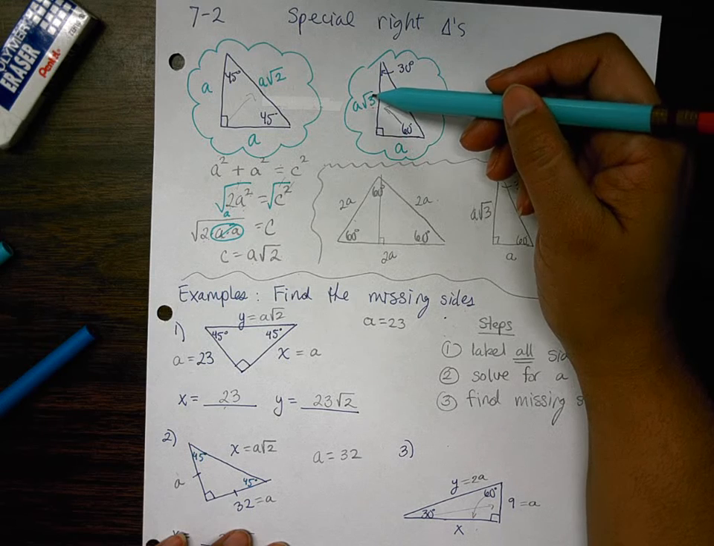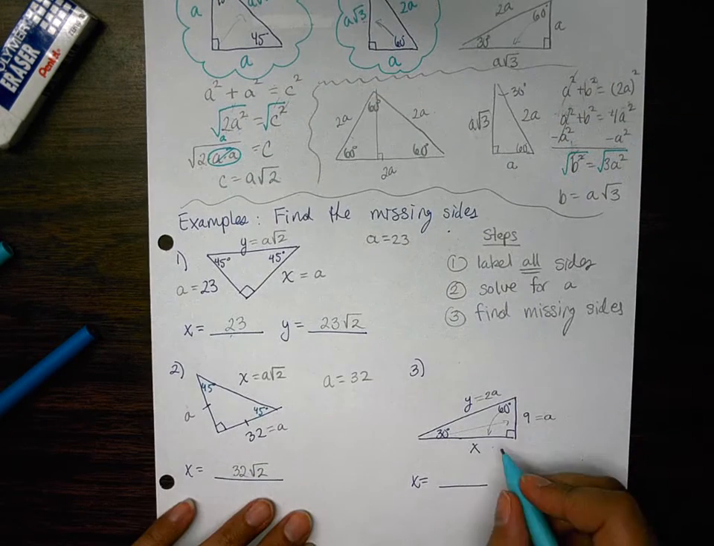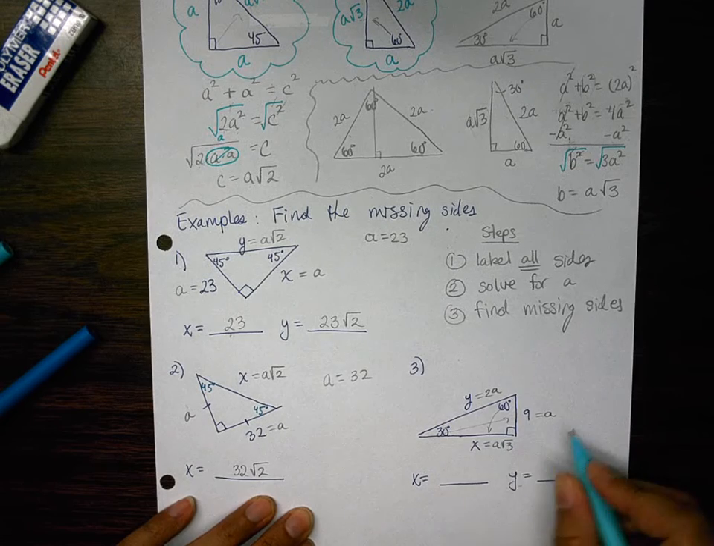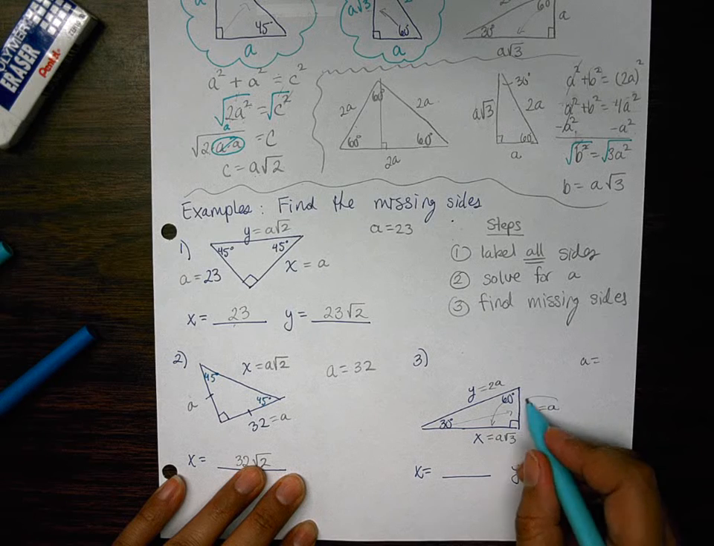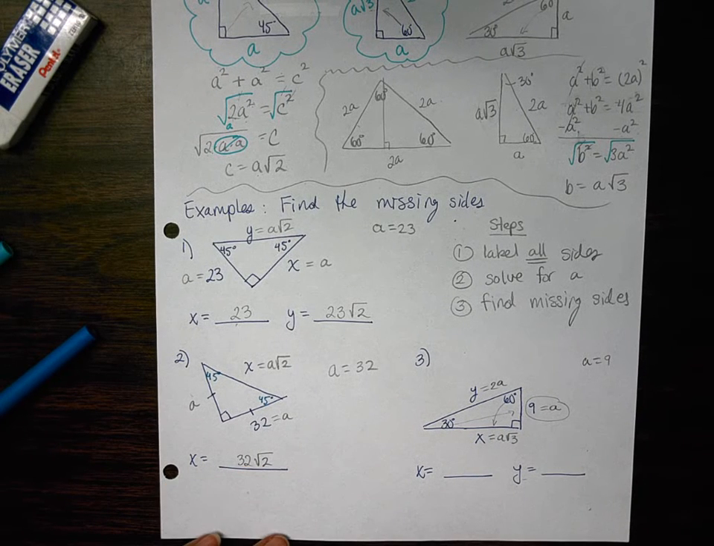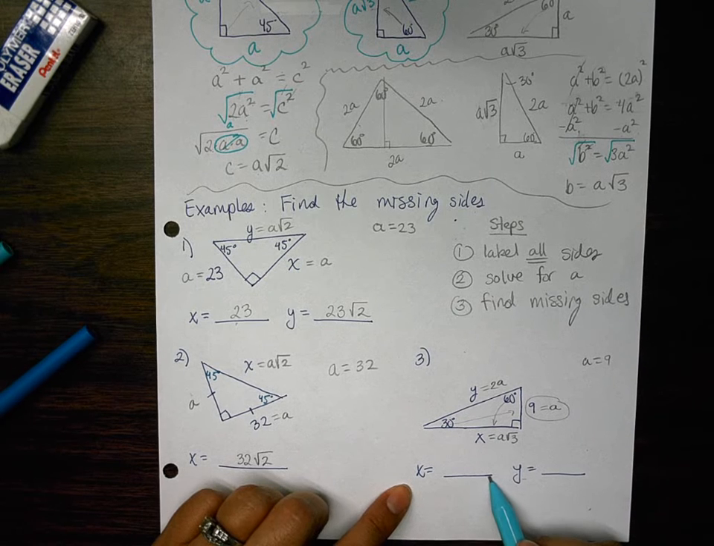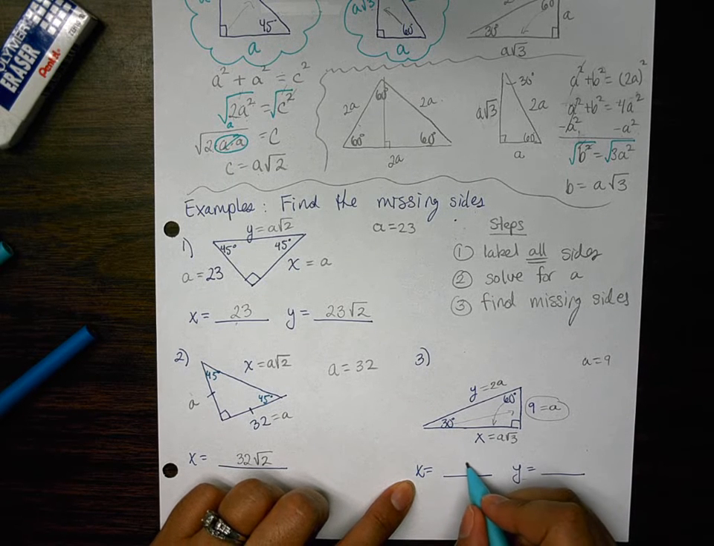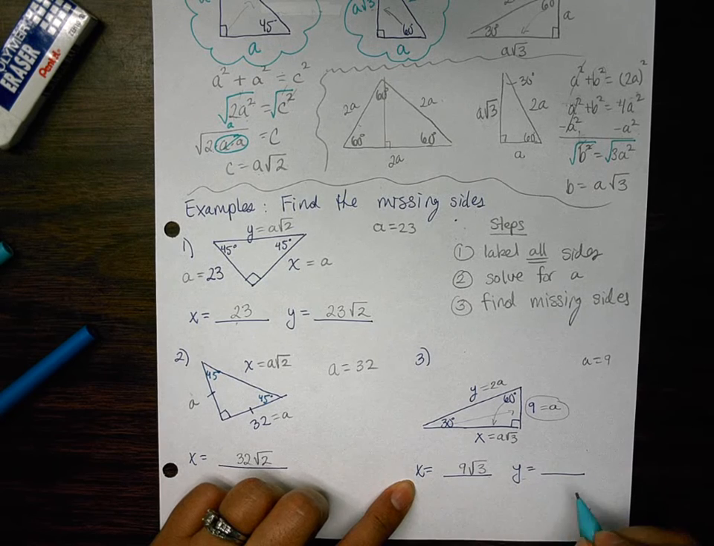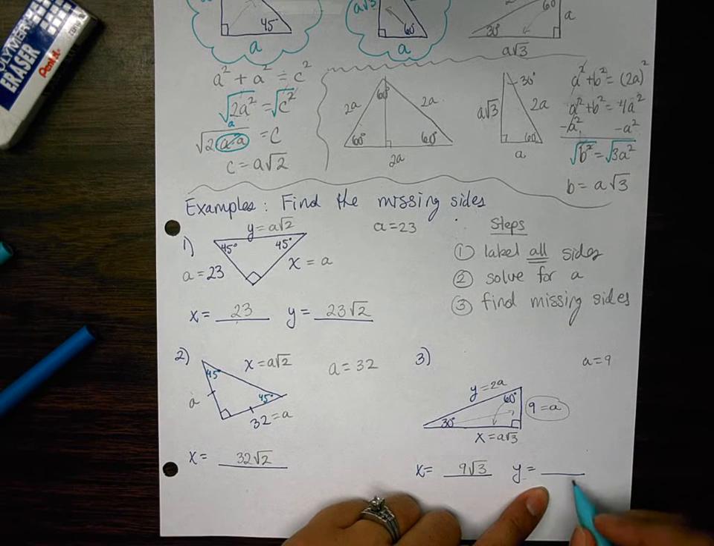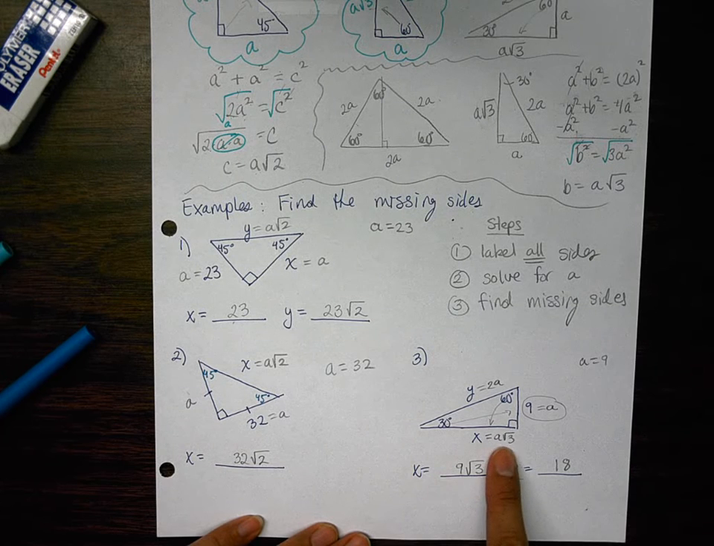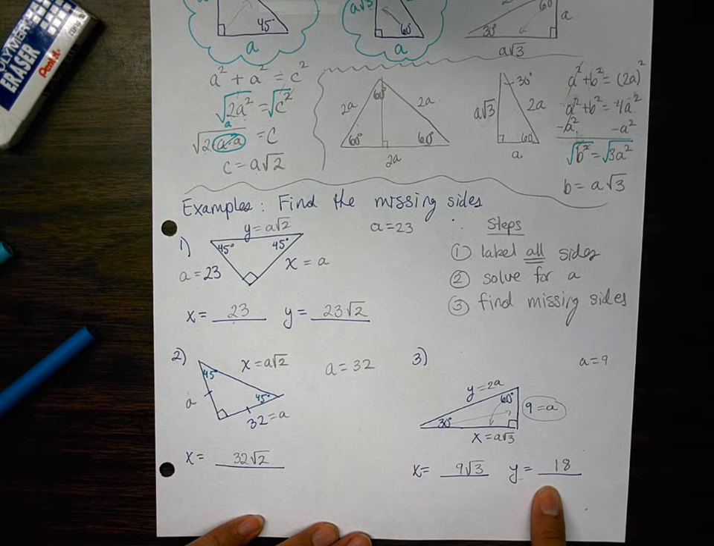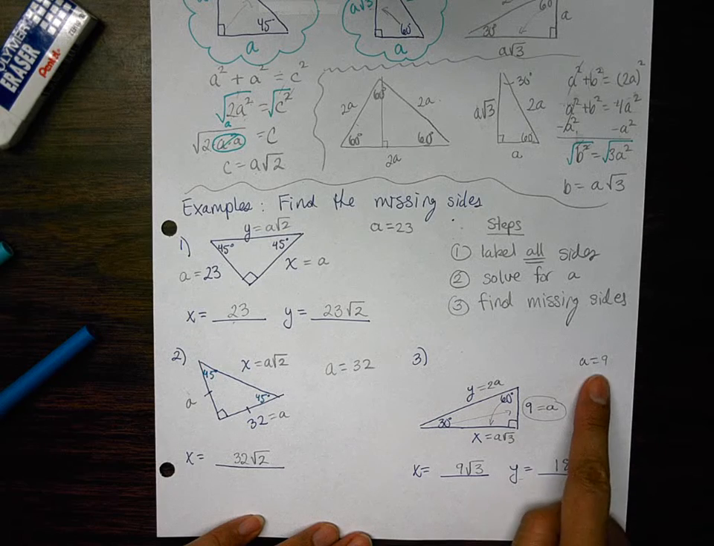The 30, 60, 90 is the A root 3, so what is X? A root 3. Look for A where you have to solve or it's already given to you. What is it? A equals 9. If A is 9 and X is A root 3, what would I put for X? 9 root 3. And Y is double A, which is 9, so what would I put for Y? 18. And that's it for that problem. Again, X is A root 3, being 9 root 3, and Y is 18 because you double the A value. Questions?